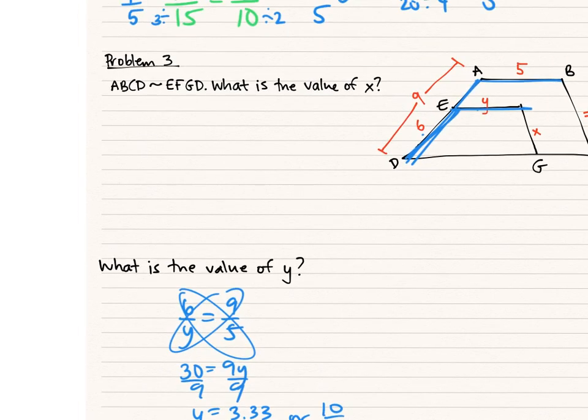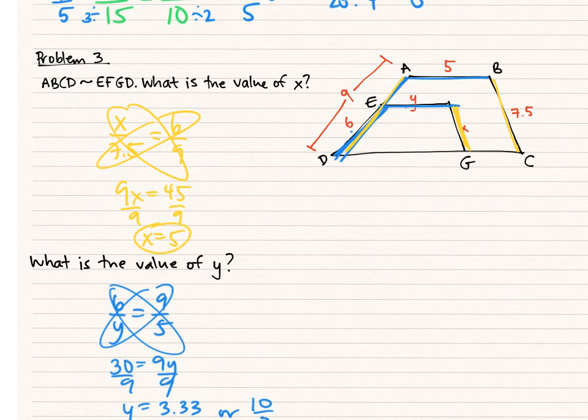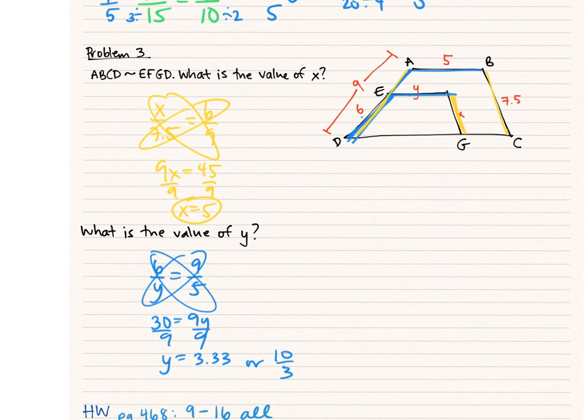And then for x, we can do x over 7.5 equals 6 over 9. So then we can cross multiply. So 9x equals 6 times 7.5, which is 45. So divide that by 9, and x equals 5. So x is 5, and y is 3.333.